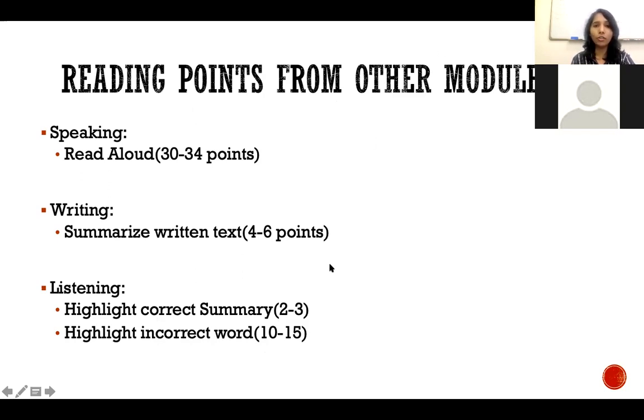Take a screenshot if you want to. If you're already aware of it, then good. Can we move on? Okay. Were you aware of this already, Ravi, about these questions transferring all these points? You were aware of it already? Okay, you had heard it from your friend. All right.